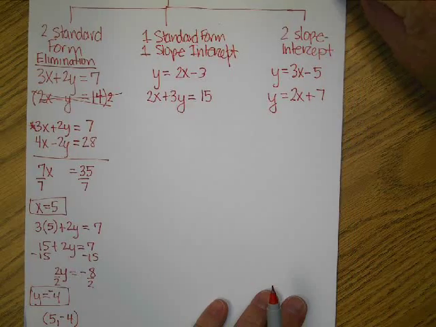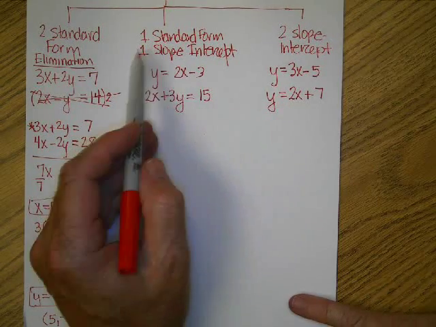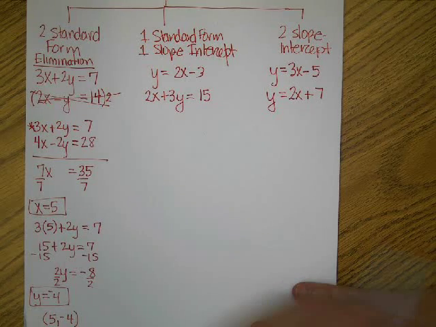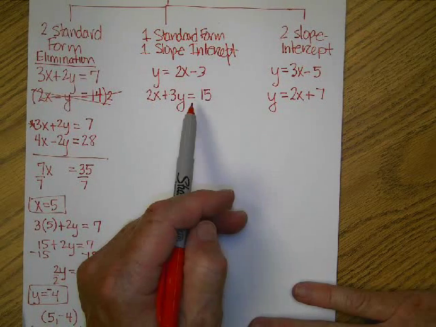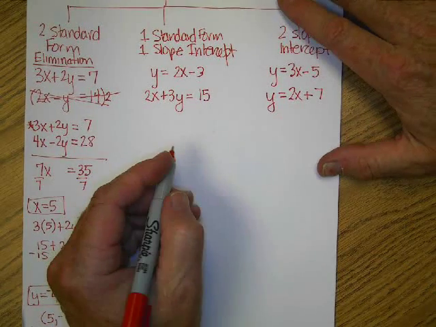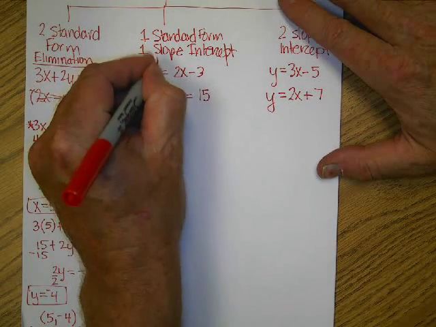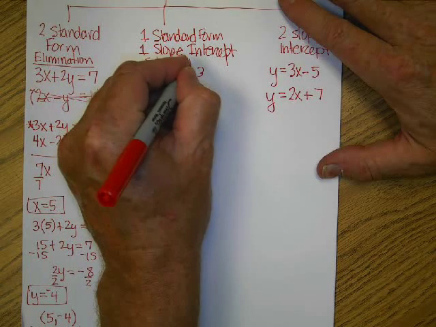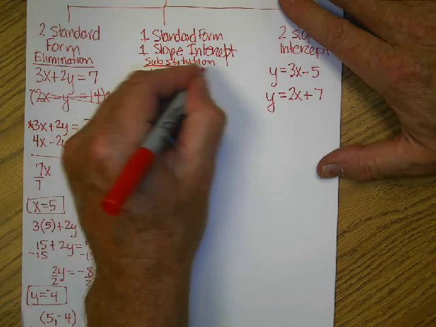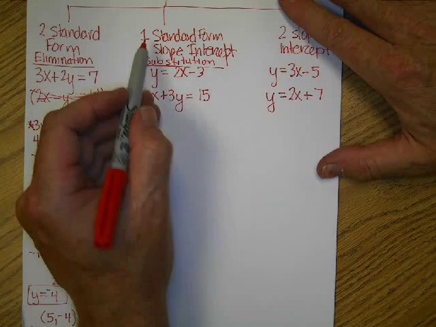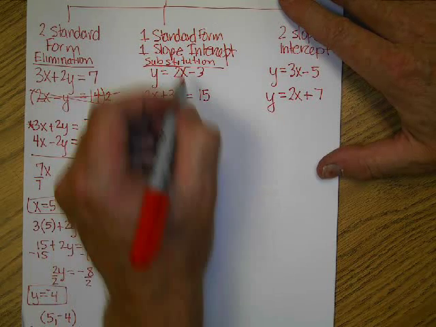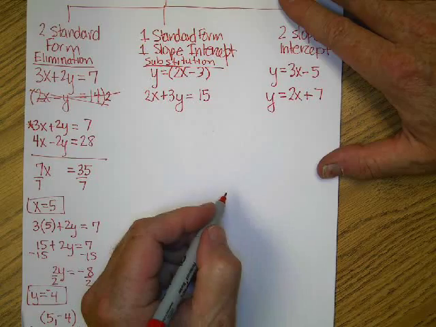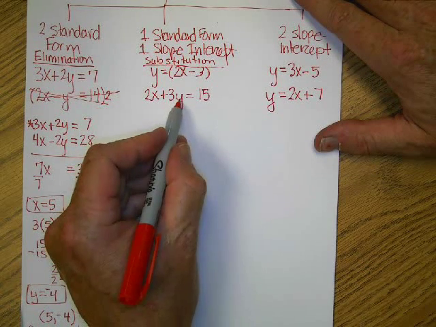Now we have a choice on the second one, because one's in standard form and one's in slope-intercept. So we can use either method. We can move this 2x over and use elimination, or we can use substitution. When it's set up this way, it's most efficient to use the substitution method, so that's what we're going to use. When do we use substitution? Not when they're both in standard form, but when one's in standard form and one's in slope-intercept. Where the y is in the second equation, we wrap it in parentheses and substitute it for the y down here.